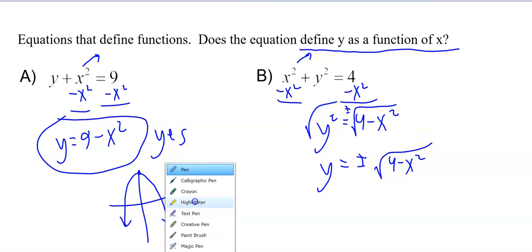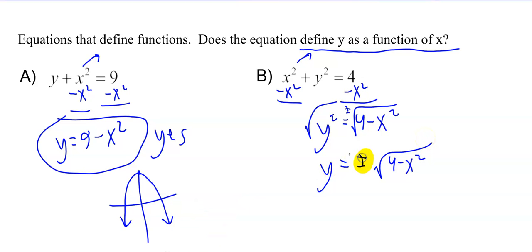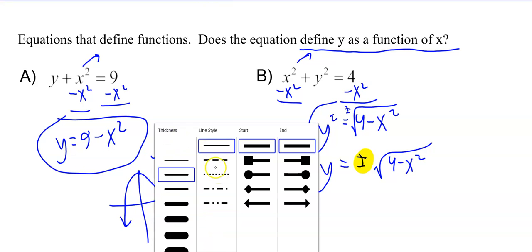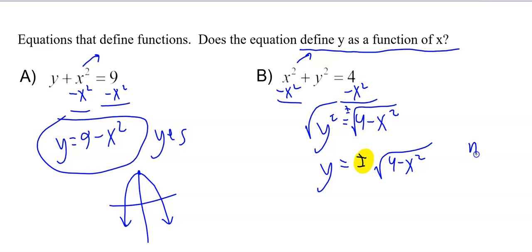Notice the key thing there is this is plus or minus. Those are two different functions. So this is no, not a function because it's two different functions. In fact, if you graphed it, it would be a circle with a radius 2, something like that. It doesn't pass a vertical line test.